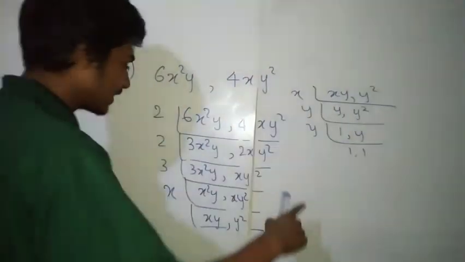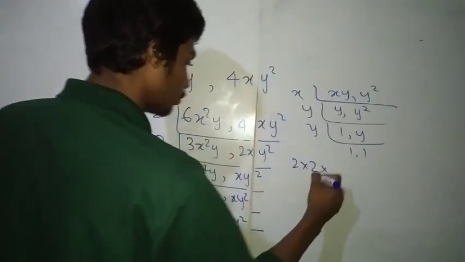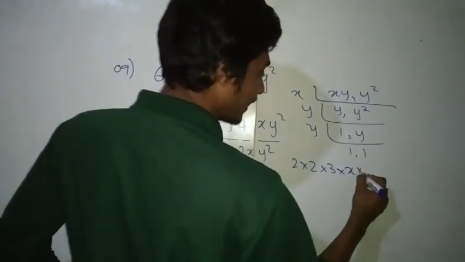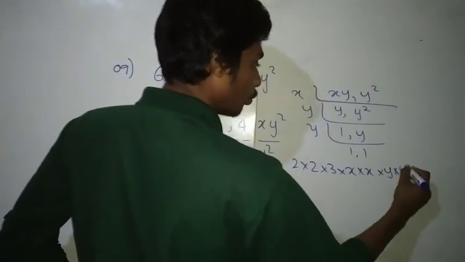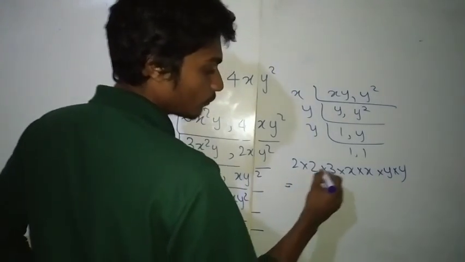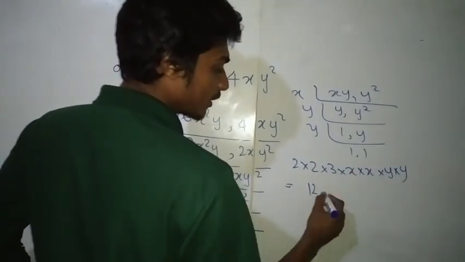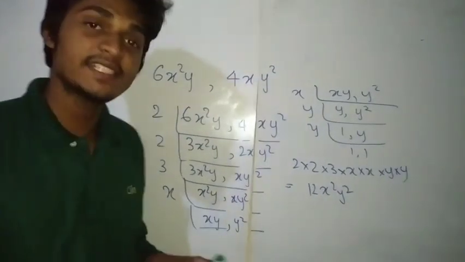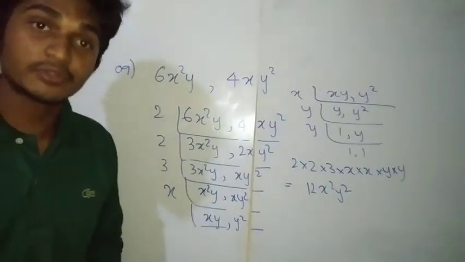Now you have to multiply everything here. So 2 into 2 into 3 into x into x into y into y. 2 into 2 is 4, 4 into 3 is 12, and 12 into x squared into y squared. So this is how you find the LCM of two given terms, right?